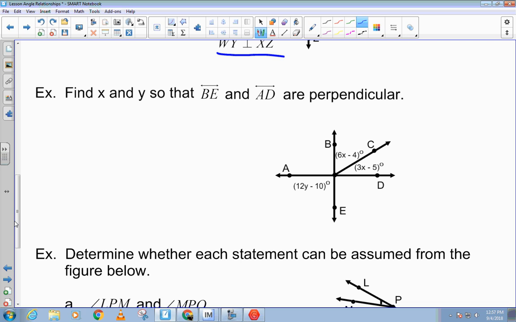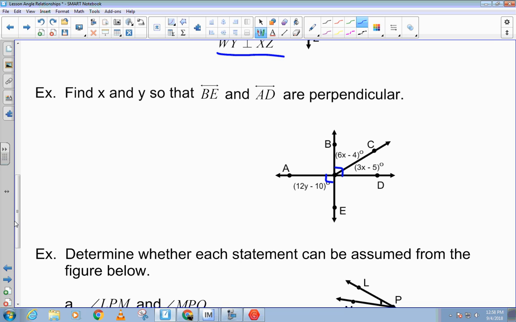Find x and y so that BE and AD are perpendicular. Okay, so if BE and AD are perpendicular, what do they form? They form right angles, right? 4 right angles, yes? Okay, so if I want to find x and y so that they are perpendicular, what would I do to find x?